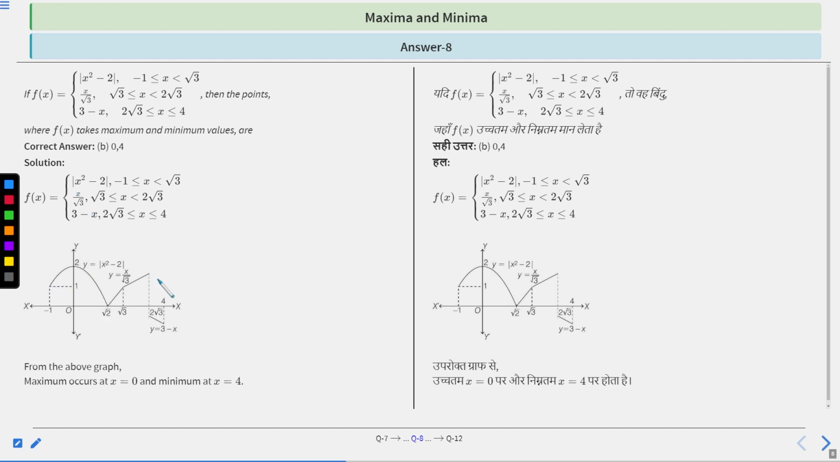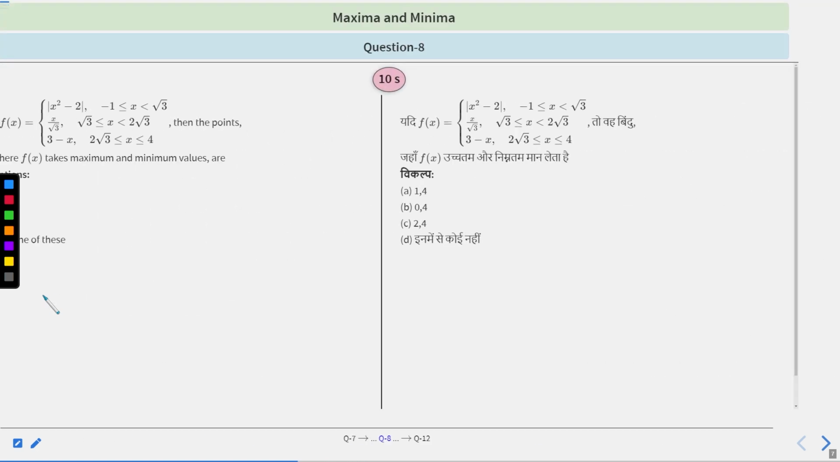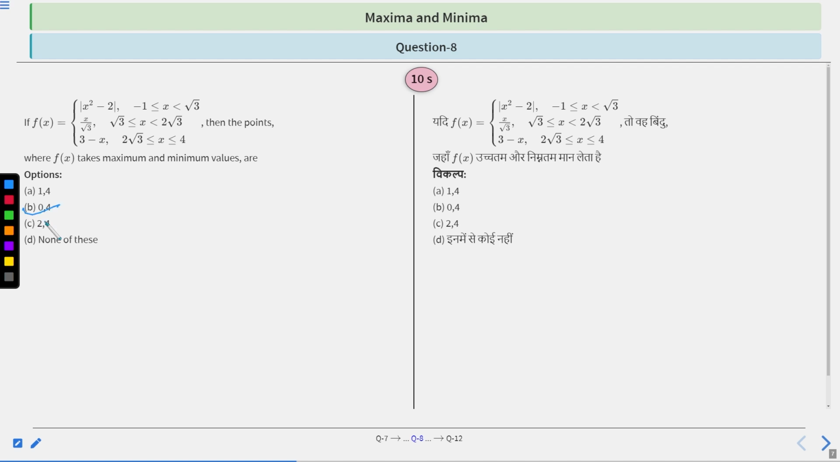See, the graph of f(x) will be like this. From the graph, maximum value occurs at x equal to 0, and minimum occurs at x equal to 4, as you can see. Clear? So maximum value will be at 0 and minimum value will be at x equal to 4. Got it? Option B is the right choice. 0 and 4. Fine.